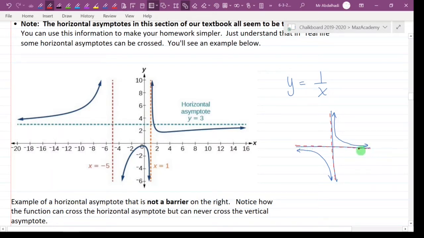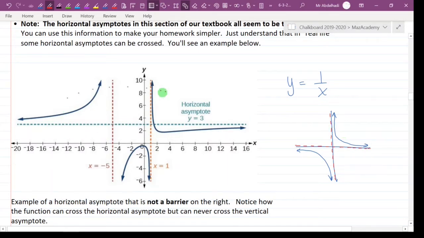Now, there is a subtle difference between horizontal and vertical asymptotes beyond the direction, obviously. A vertical asymptote, when it's there, is a brick wall. You cannot ever cross a vertical asymptote. A horizontal asymptote, sometimes it can act like a brick wall, like you can't cross it, and sometimes it just kind of guides the function. It tells the function where to end up.